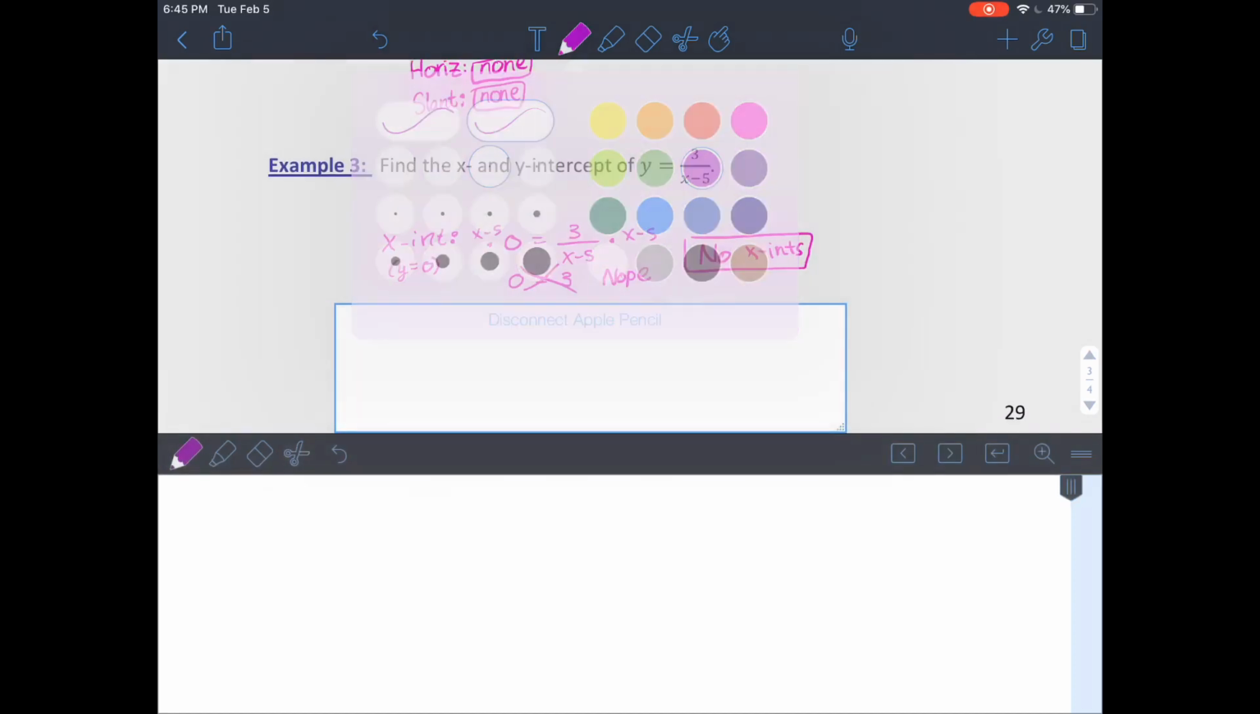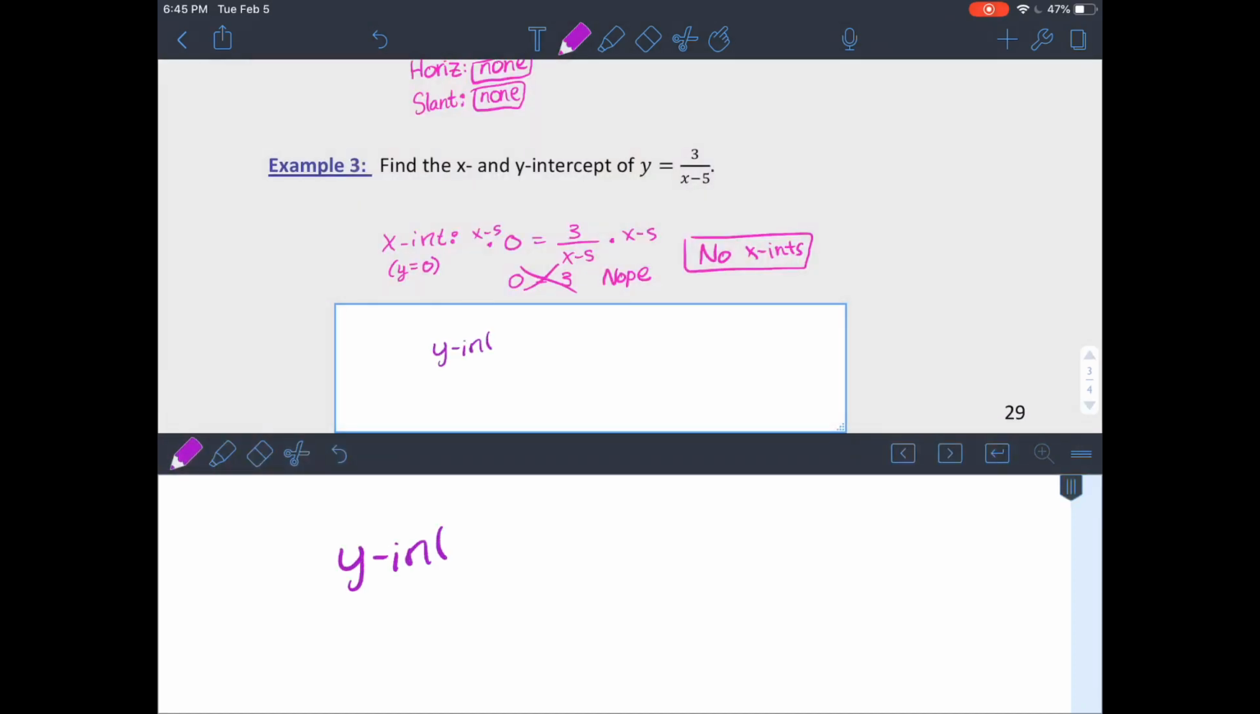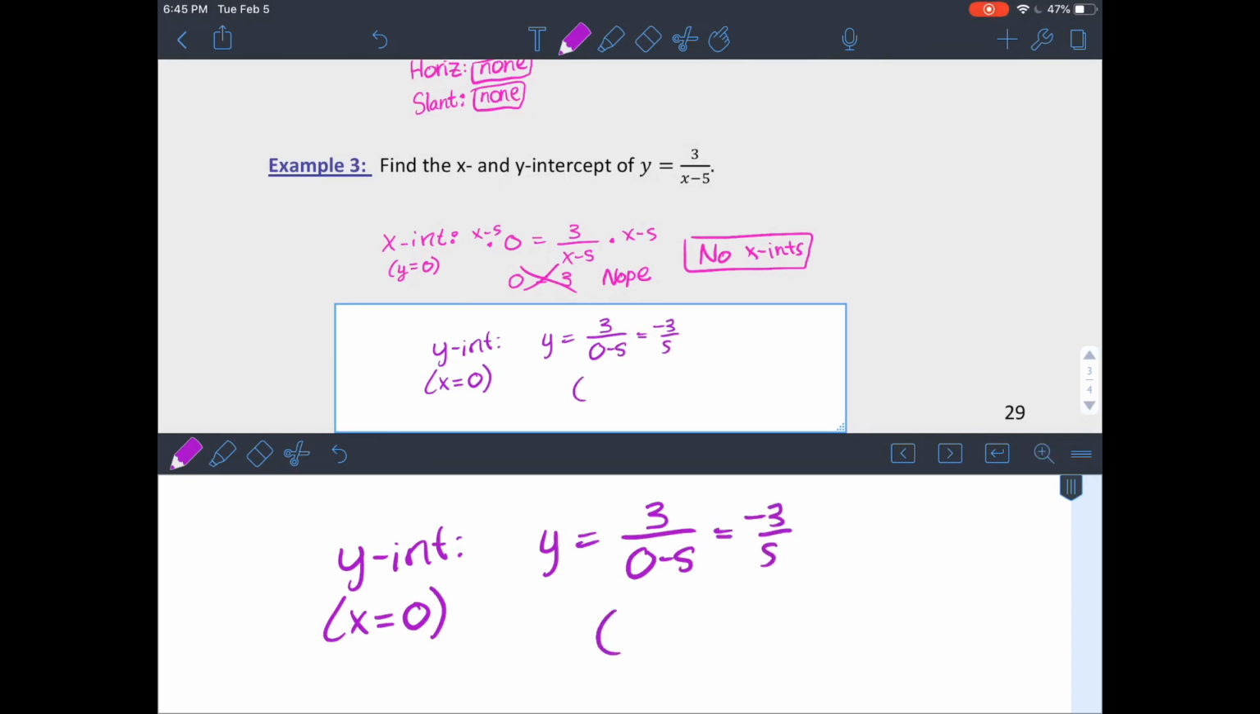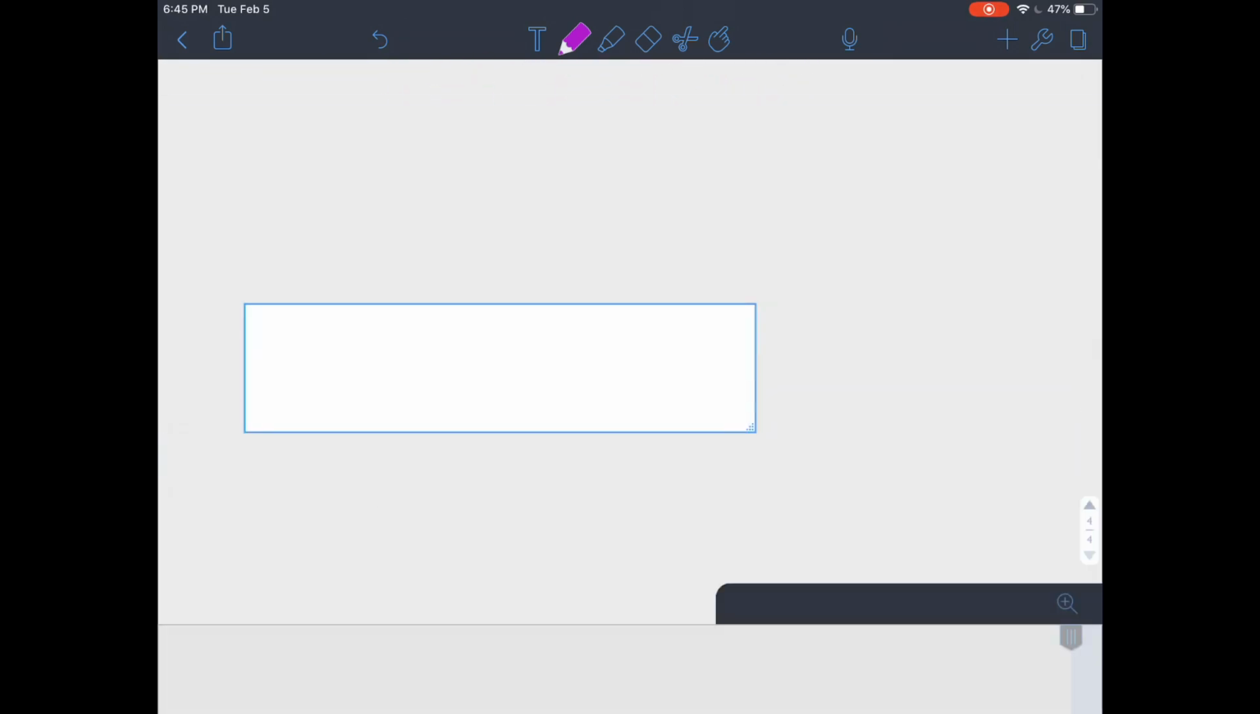Switch it up for your y-intercept. If I'm on the y-axis, I know my x-coordinate of that point would be 0. Plug 0 in for x. You end up with negative 3/5. So this function will cross the y-axis at 0, negative 3/5. All right, that's kind of your intro to rational functions.